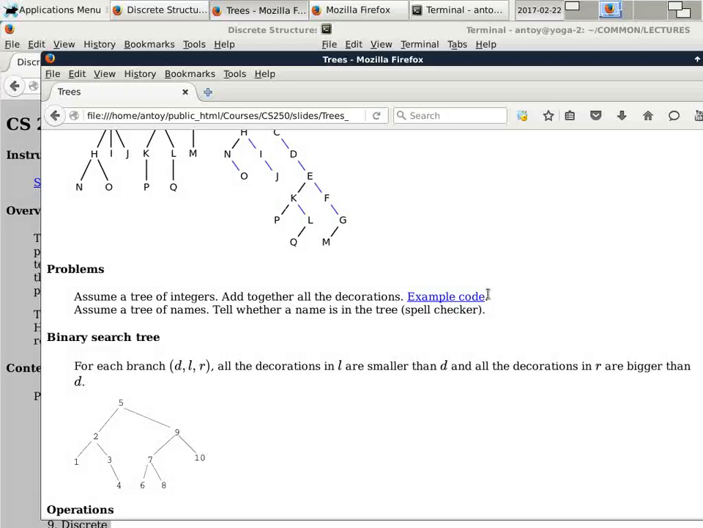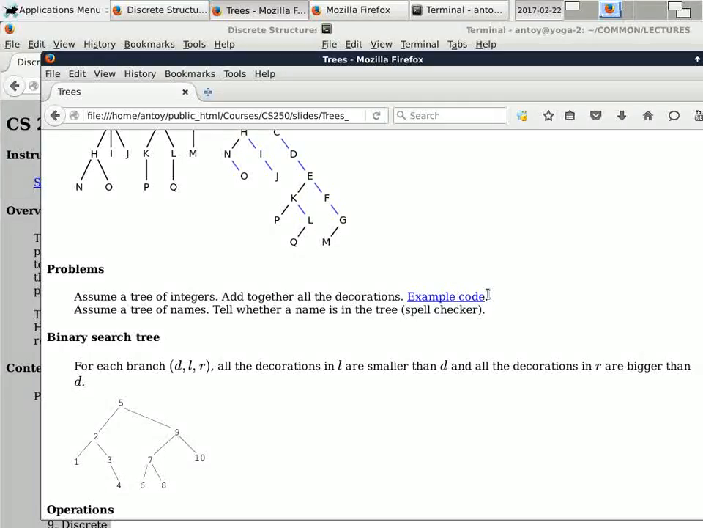So, what is a binary search tree? First, a binary search tree is a binary tree. So, it's either null or is a triple. Second, there is an order in the decoration. The things that we put in the decoration are a totally ordered set. And the tree has this property. All the decoration in the left child are smaller than the root, and all the decoration in the right child are bigger than the root. And this property is for the root and for every subtree.